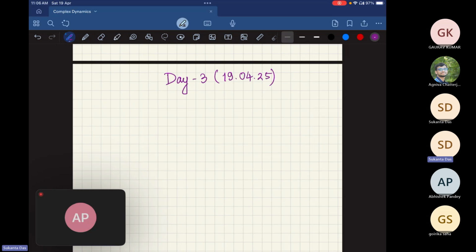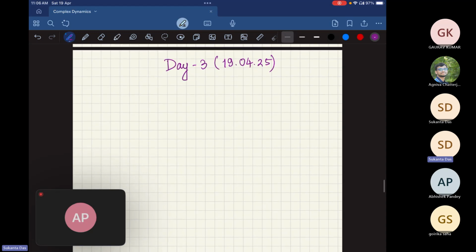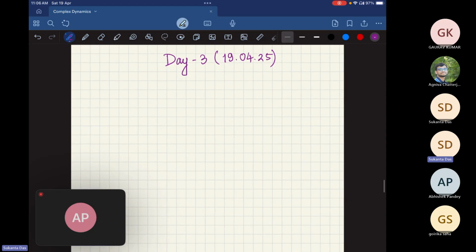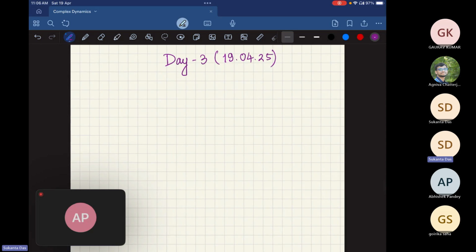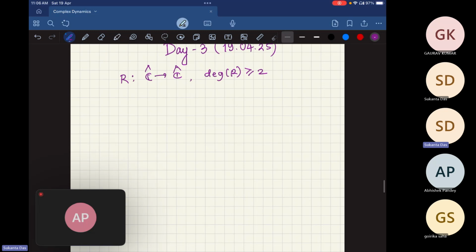So maybe I'll recall some definitions from the last talk, and then I'll proceed. Unless otherwise stated, we'll talk about rational maps of degree at least 2. Say R is a map from C hat to C hat. We'll always consider the map of degree at least 2 because the case of degree 1 has already been discussed in the first lecture.